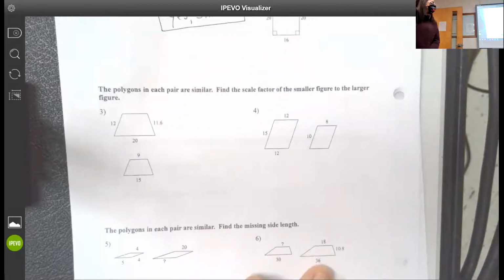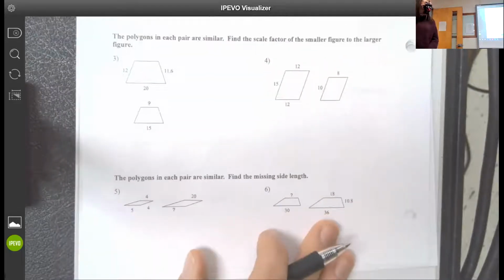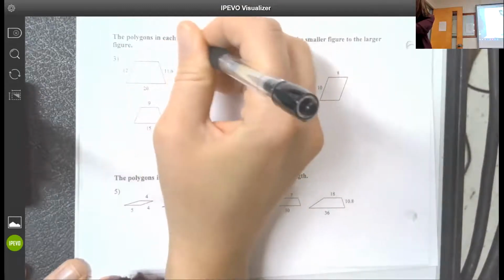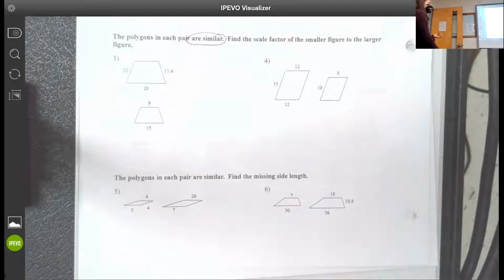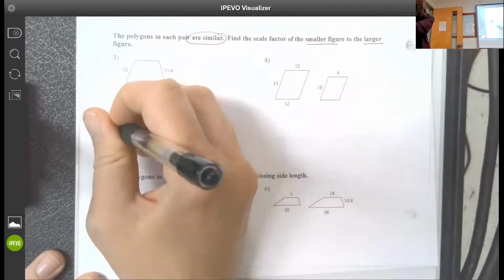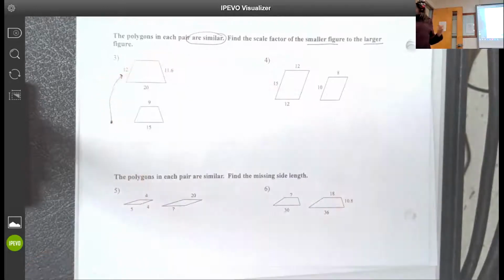On 3 and 4, the directions are different. It tells me that the polygons in each pair are similar. So I already know that they are proportional, that they are similar figures. Find the scale factor of the smaller to the larger figure. So this is also important. I want to go from small to large figure, meaning I want to go from here to here. So even though the smaller figure is drawn second, I want to make sure that I figure out the scale going small to large. What this scale means is it's really just the reduced ratio.